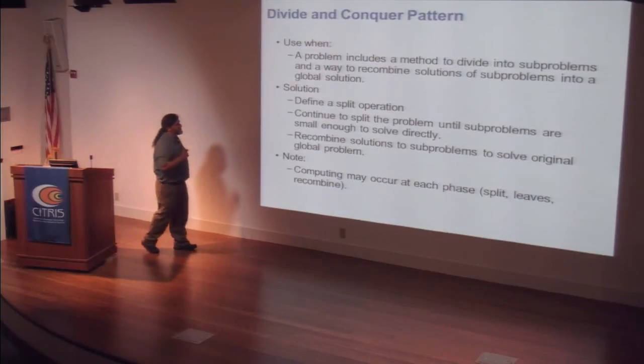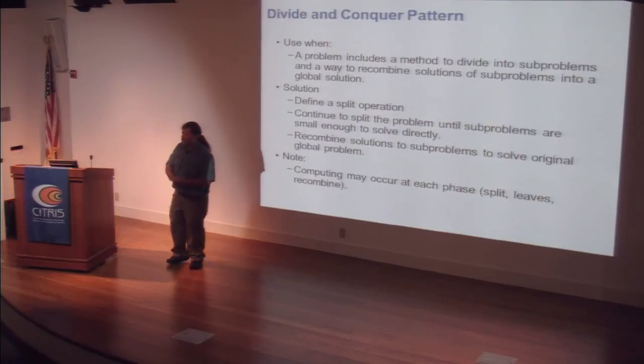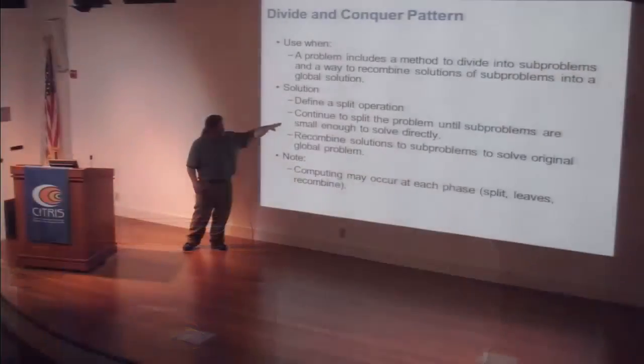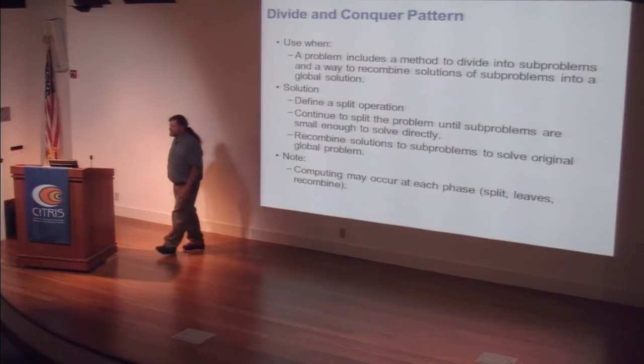Now I want to close with this example. There's another real common pattern called divide and conquer. This is used a lot if you think about the standard FFT algorithm, or it's used a lot in Cilk. The idea is you have a problem where you have some method to divide into subproblems, and this is typically a recursive scheme. So you can then split each subproblem, and then split each sub-subproblem, and then split each sub-sub-subproblem. Once you get down to a certain level of granularity, the subproblems are so small you can compute them directly, and then you have some scheme to recombine them. So this is the divide and conquer pattern.